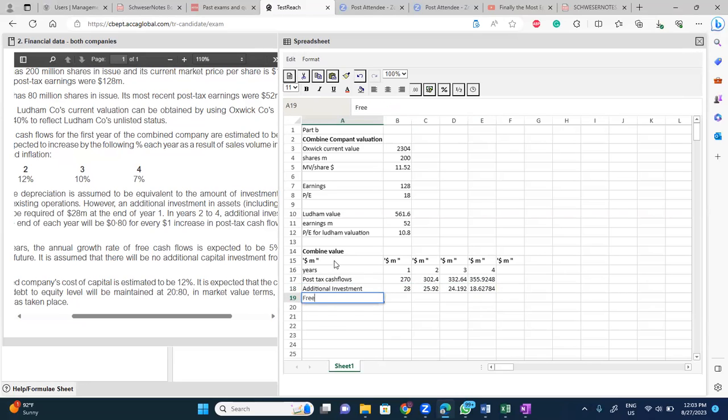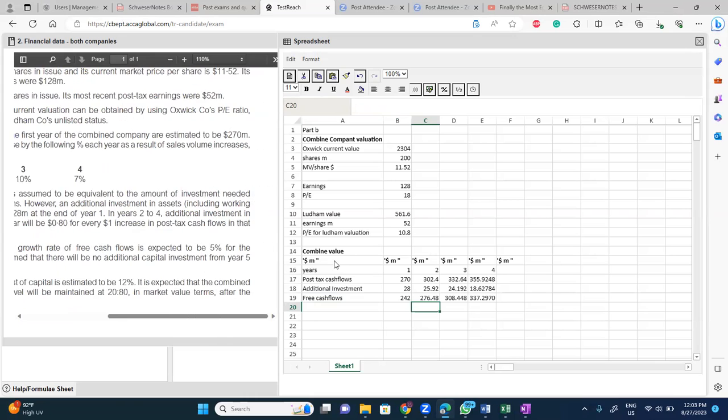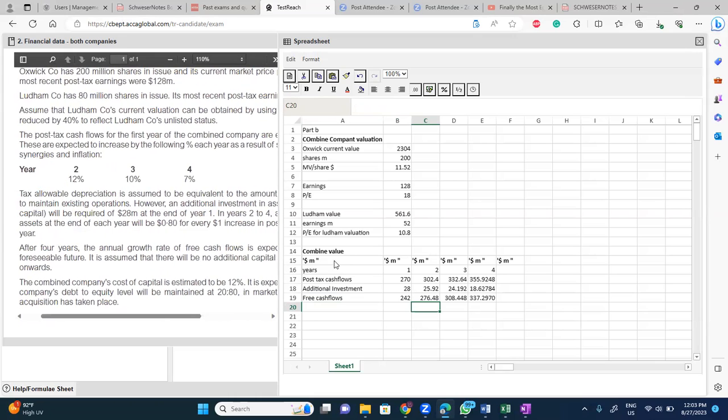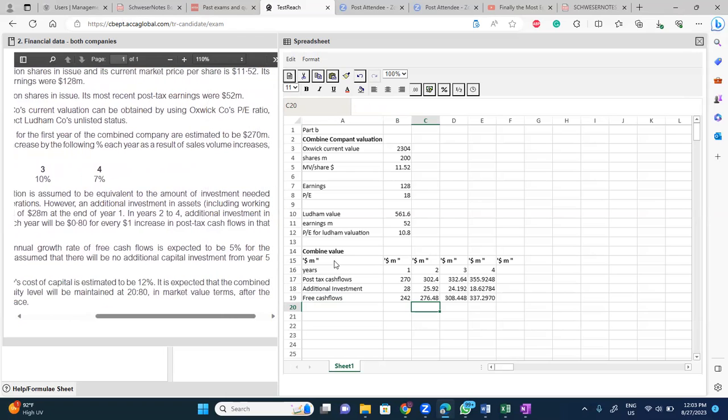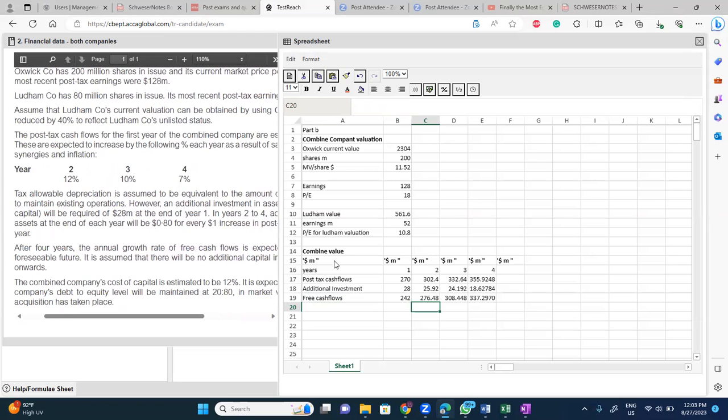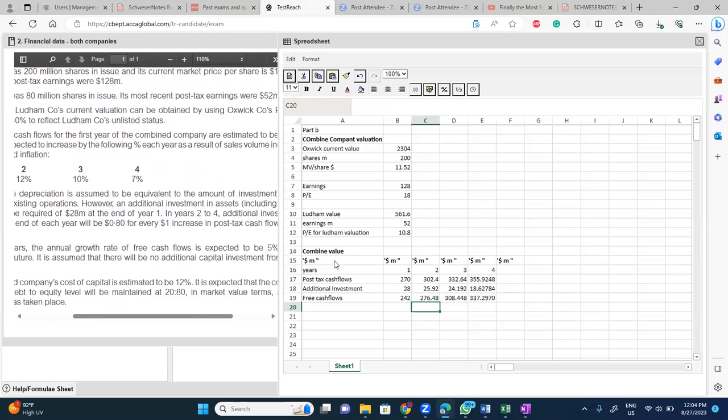Free cash flows. Nothing else is mentioned. No working capital, no depreciation because depreciation is equal to capex. Okay. Then after 4 years growth rate is 5% for the foreseeable future, and it is assumed that there will be no additional capital investment from year 5 onwards. And combined cost of capital is 12%.